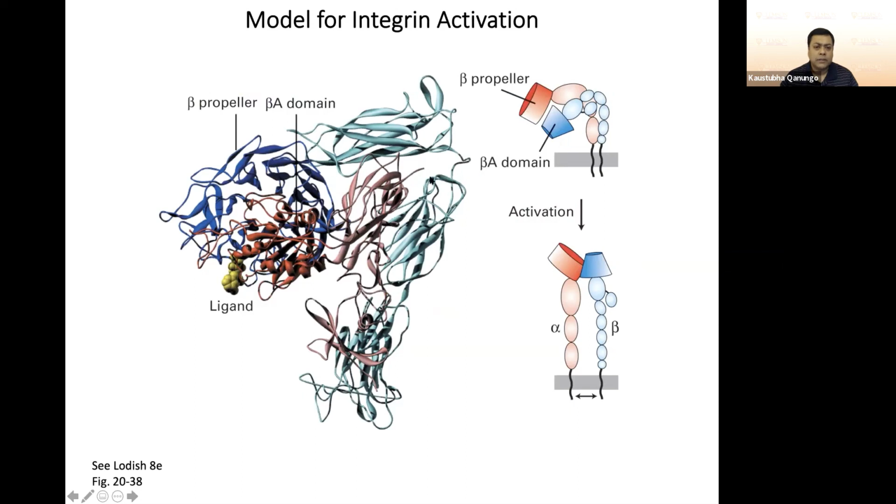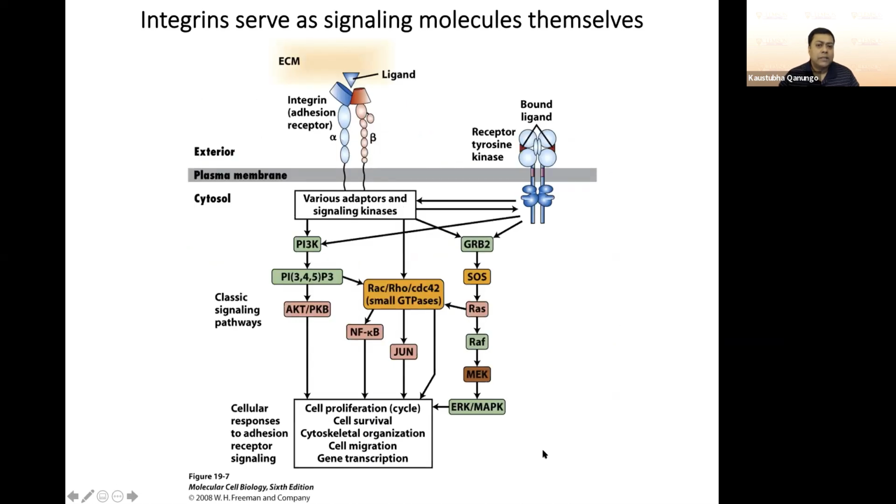All right, so the structure is not needed. This is just for illustration purposes. You can see that this is an interesting thing: in inactive integrin, they are bent down like this, whereas when they're activated, they become a little bit straightened. So this is a typical structure of the activation that is seen in a cartoon form. This kind of flips up this portion. So that's the activation.